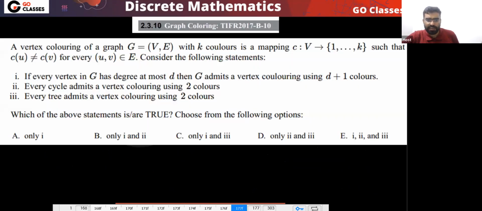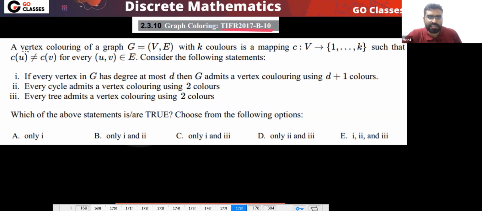And this is another TIFR question. Tell me quickly, what is the answer? TIFR 2017. A vertex coloring of a graph with k colors. The definition of vertex coloring is given, if you notice.